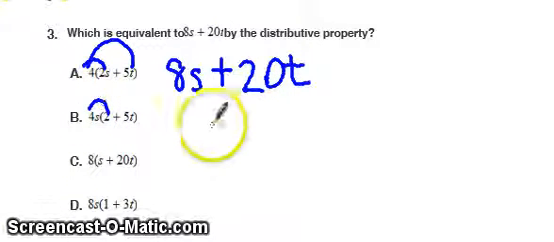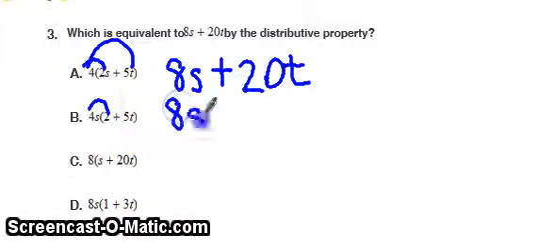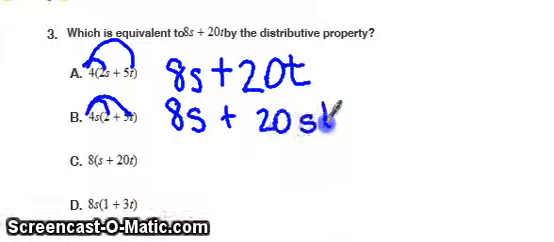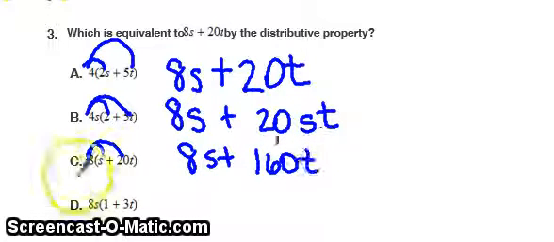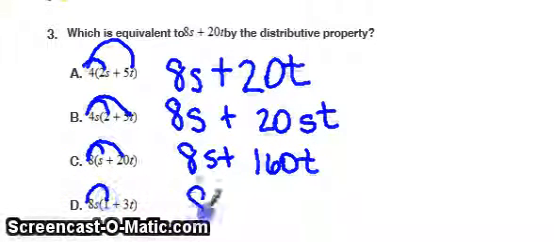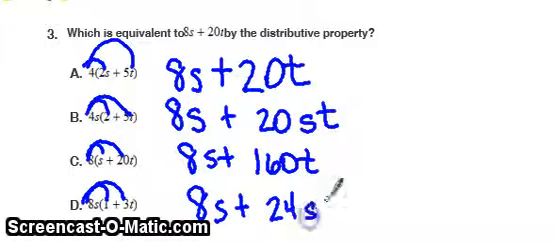The rest of them, look at it. 4s times 2 is 8s. However, when we distribute that 4s to 5t, we get 20st. Looking at C, 8 times s is 8s. When I distribute this 8 to 20t, I get 160t. Last one, 8s times 1 is 8s. And then when I distribute 8s to 3t, I get 24st. So the correct answer here is A.